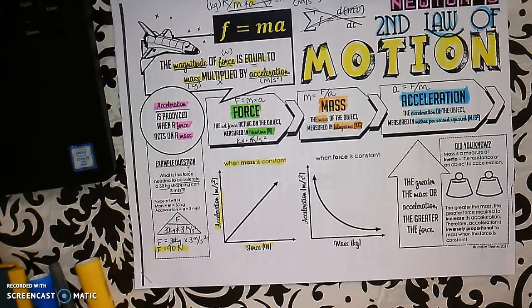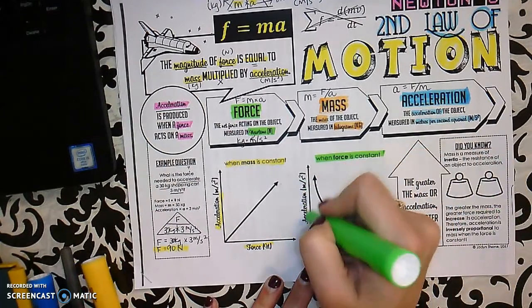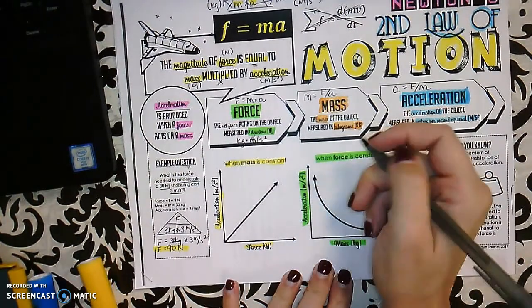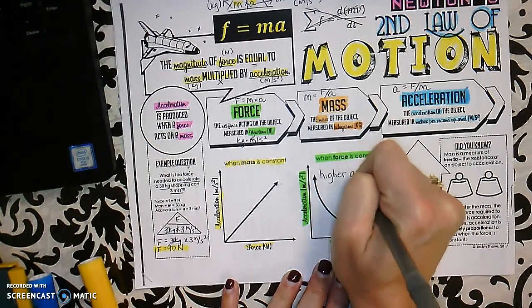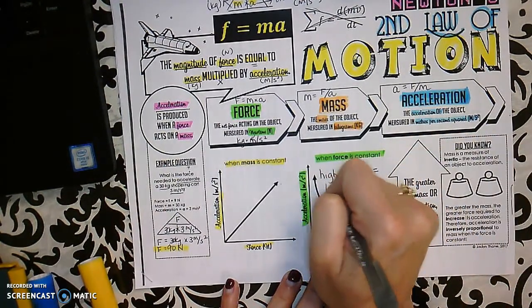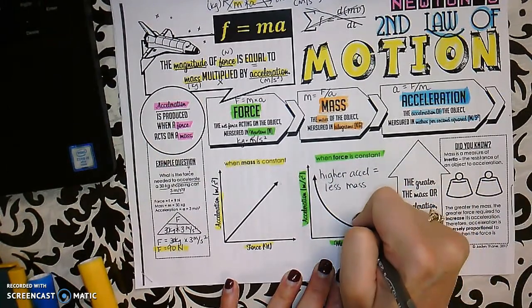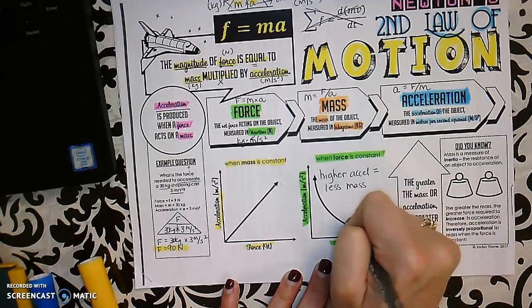Now, in contrast, when force is constant, acceleration and mass, they don't increase at the same rate. Okay? And here's what we're going to write for that. A higher acceleration equals less mass. Down here, higher mass equals less acceleration.